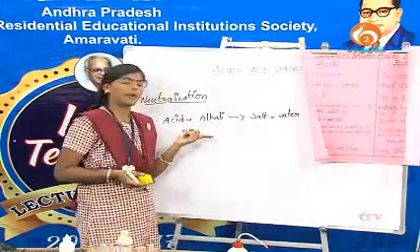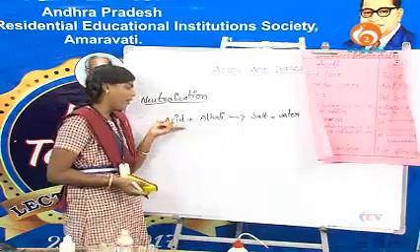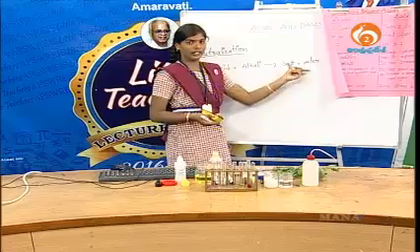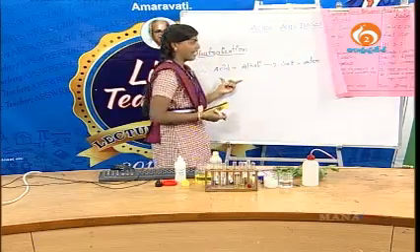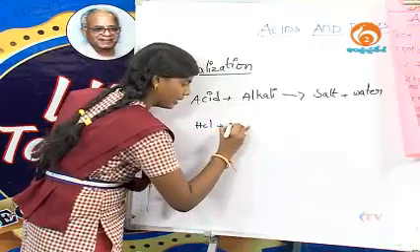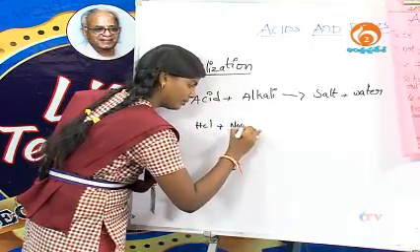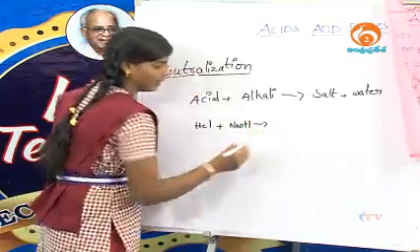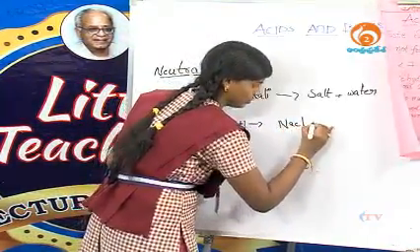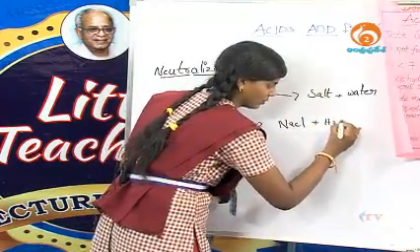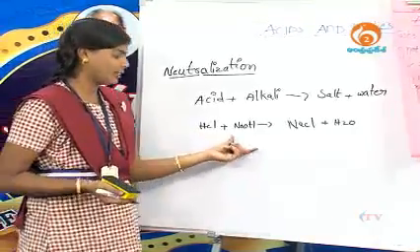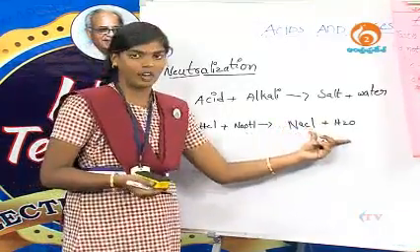This is the product of neutralization reaction. Acid reacts with alkali, then we get salt and water. I write two examples. We take hydrochloric acid and sodium hydroxide. Then we get sodium chloride and water. This is the acid and this is the base. Acid reacts with base, then we get salt and water.